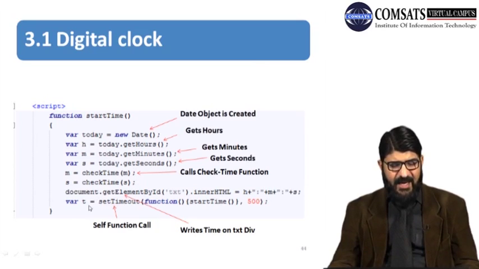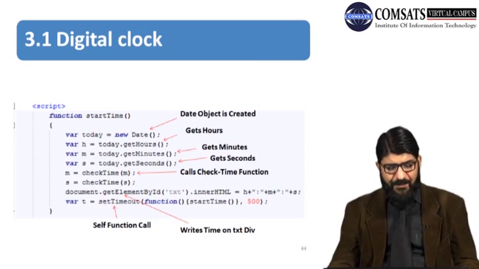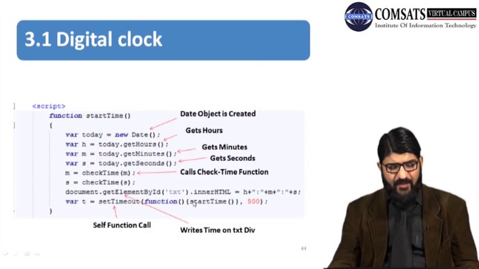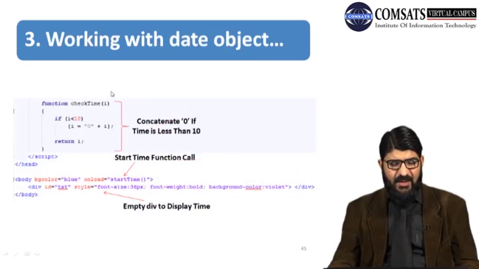So the variable time is mentioned, setTimeout is calling the startTime function with 500 value. So the set function call is called when setTimeout is invoked. So the first time the write time on the text field will be given by text. So let's see the more function code.